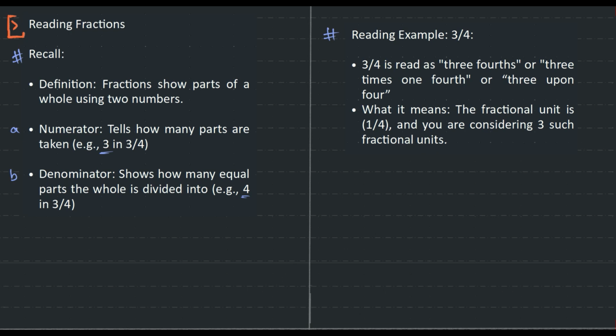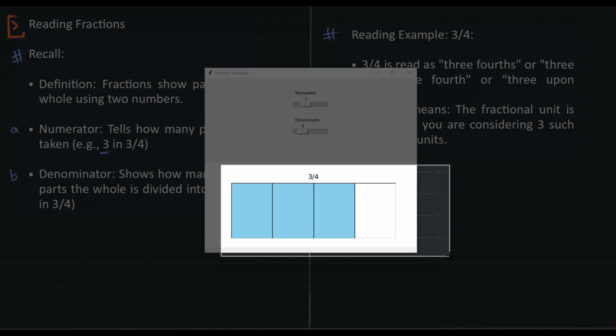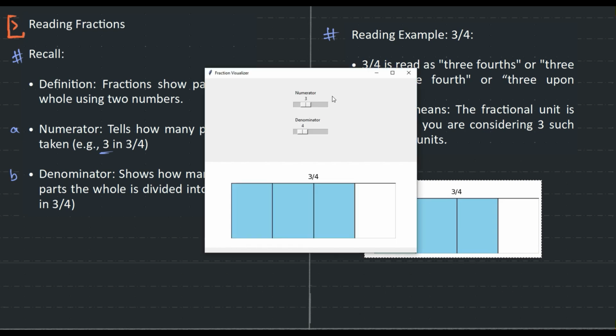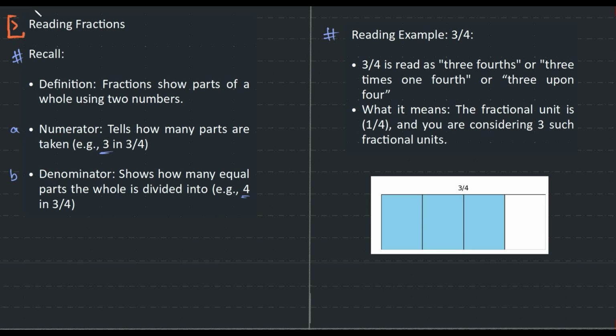Let me put it this way. So remember this. This is 1 unit, divided into 4 equal parts. And I'm considering 3 parts out of it. So the first thing is 1/4. The second thing is also 1/4. The third thing is also 1/4. And the fourth thing is also 1/4.